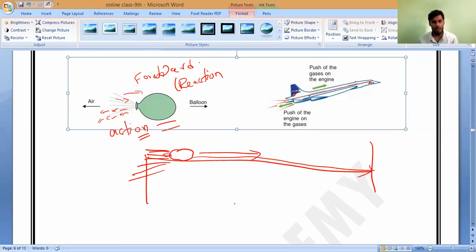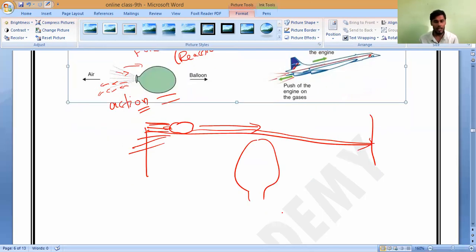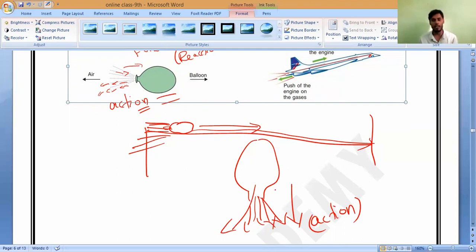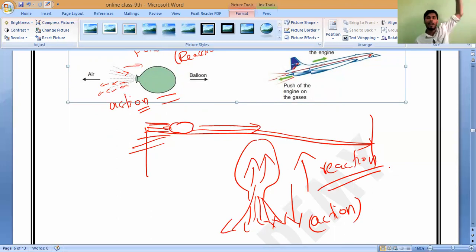Or else, if you inflate a normal balloon and leave it, what is happening? Same as rockets. The air present inside the balloon comes outside very forcefully. Is it yes or no? When the air acts in the downward direction, this is what we call action. The air exerts the same amount of force in the opposite direction, which we call reaction. That is why the balloon will fly randomly in the air. Have you noticed it or not?